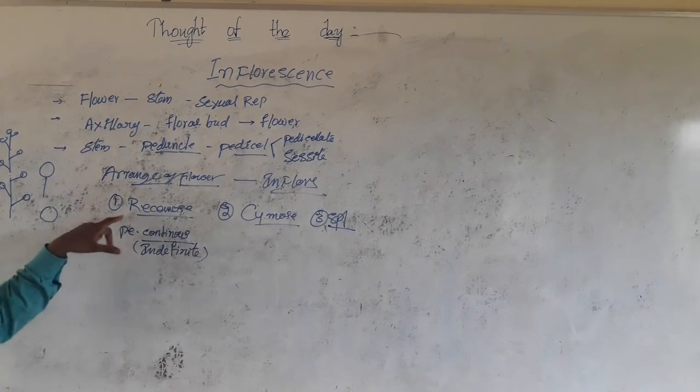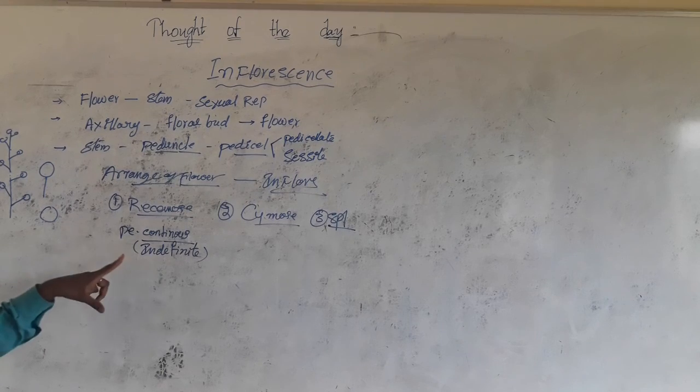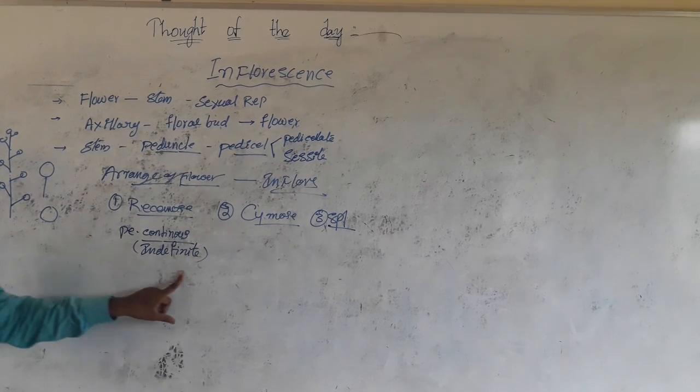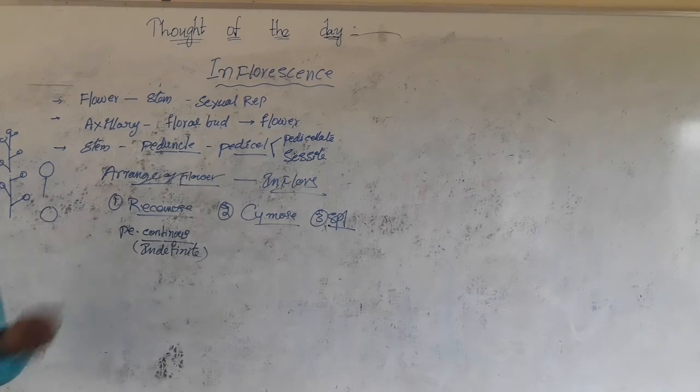Racemose inflorescences are also called indefinite inflorescences. Why are they called indefinite inflorescences? In these inflorescences, peduncle growth is indefinite. Indefinite means continuous, unlimited. Peduncle growth is continuous and unlimited, so racemose inflorescences are also called indefinite inflorescences.